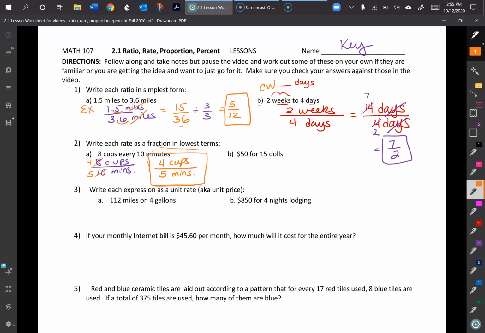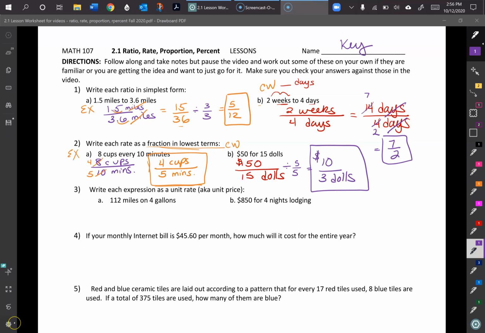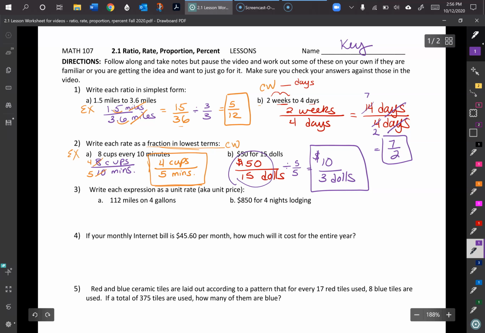For B, this is $50 for 15 dolls. Okay, so this one I want as a reduced fraction in lowest terms, not as a unit fraction. So go ahead and try that one on your own. Just pause for a second. So on this one, again, just write it as a fraction first, and then you're going to reduce. So I'm dividing by 5 over 5, and I get $10 for 3 dolls.